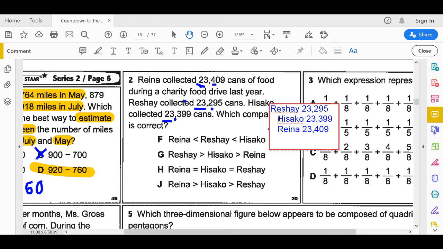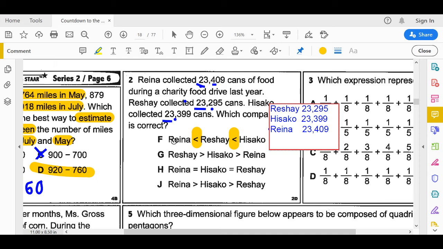I'm having a bit of trouble here, as you can see, amigos, but I fix it. So we have the numbers, again, in order from the smallest to the greatest one: Riche, Hisako, and Reina. So let's start now with letter F. It says that Reina, and then remember the meaning of these symbols, right? This one right here means that Reina's number is smaller than or less than this number. And the number for Riche is less than the number for Hisako.